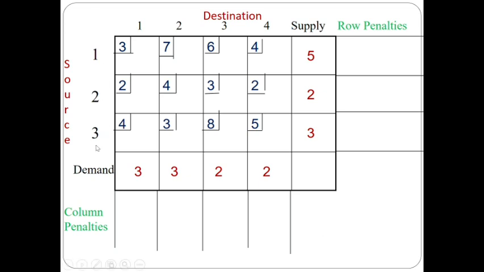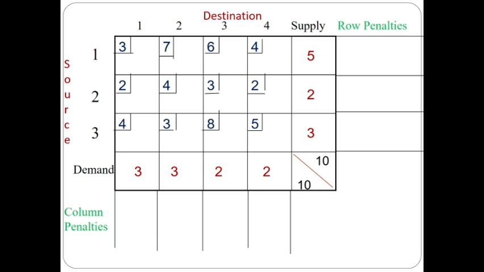3 sources, 4 destinations, supply and demands are given. First thing is we have to balance the problem. We have to check whether it is a balanced problem or not. Total supply is 10 units and total demand is also 10 units. So it is a balanced problem. We can just proceed further.